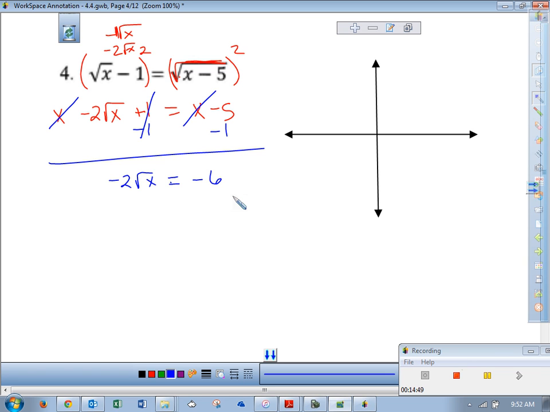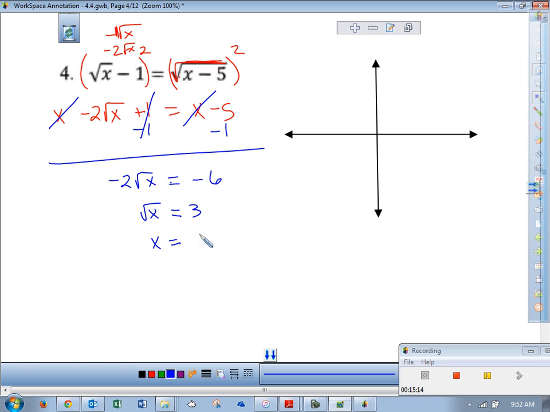With me so far? To get the radical all by himself, wouldn't you get rid of this times negative 2 by dividing both sides by negative 2? So that would be square root of x equals 3, right? Now the radical is all by himself again. To get rid of that radical, I will not square root. What will I do to get rid of that radical? I will square both sides.